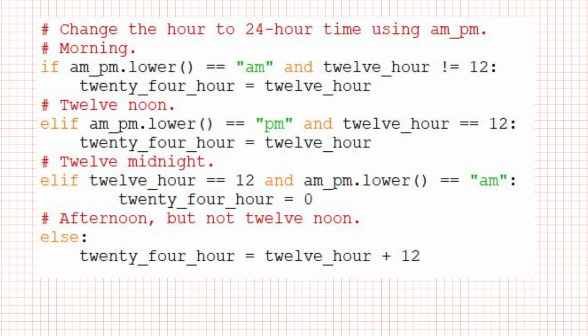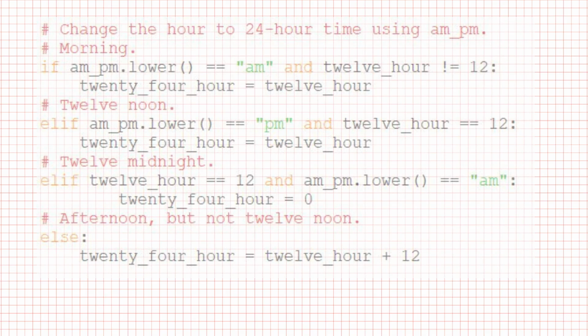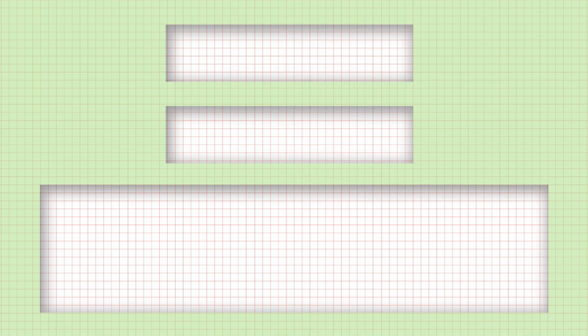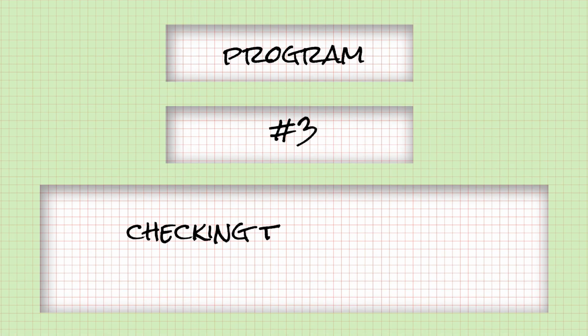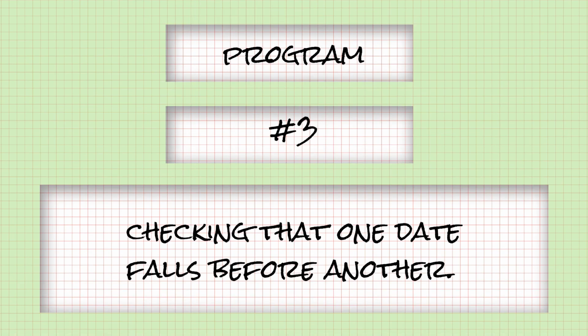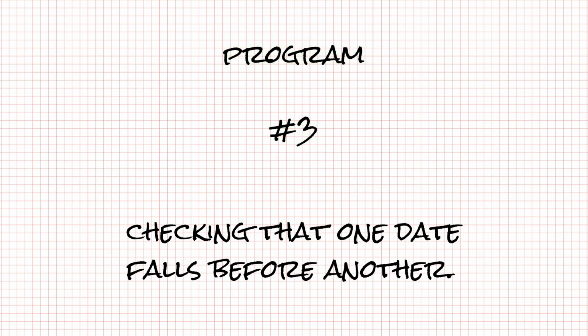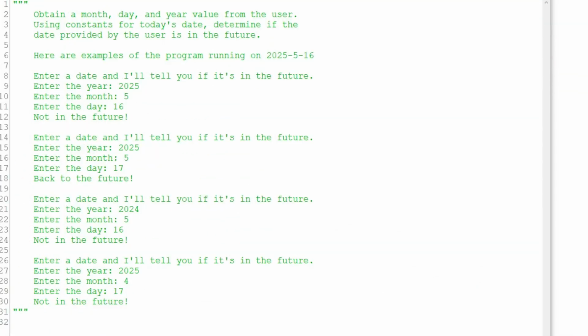And again, before we look at a real-world context for this program, I'm going to give you a third related problem that is going to require an if statement. Program 3, checking that one date falls before another. When you make an appointment, it has to be in the future. Write a program that obtains a year, month, and day from the user and determines if that value is in the future. Use year, month, and day constants to represent the current date.